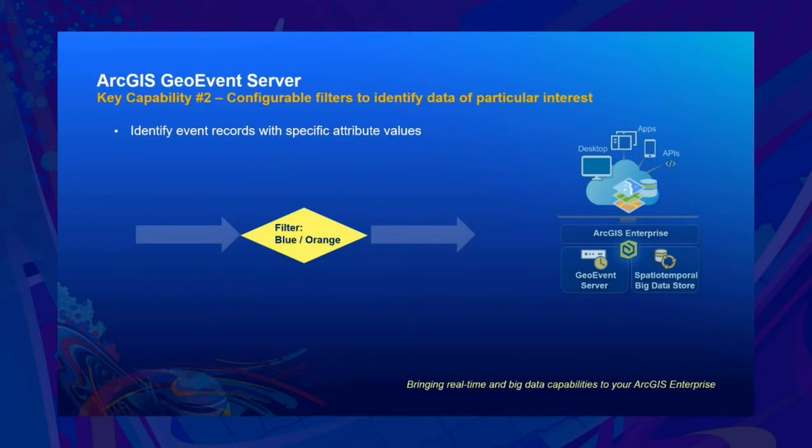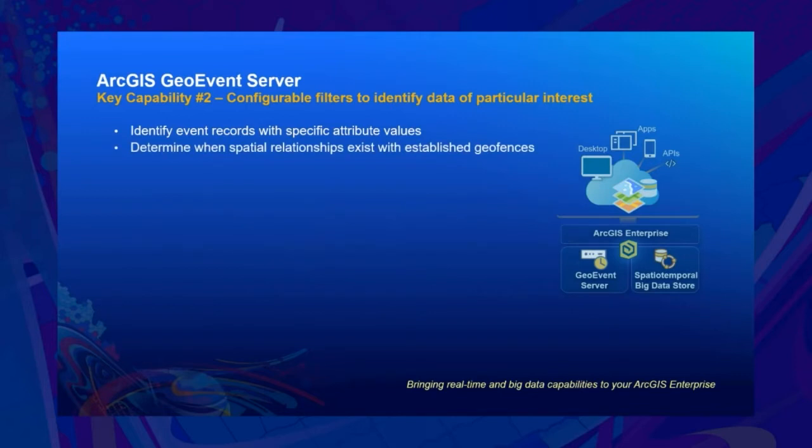GeoEvent Server can also be used to apply real-time filtering to sensor data, discarding data whose attributes do not satisfy a specified threshold or those which do not satisfy a spatial condition. Illustrated here, we see a sample concept of a filter discarding event records which are not either blue or orange. Spatial relationships are evaluated against a set of geofences you register with your GeoEvent Server.